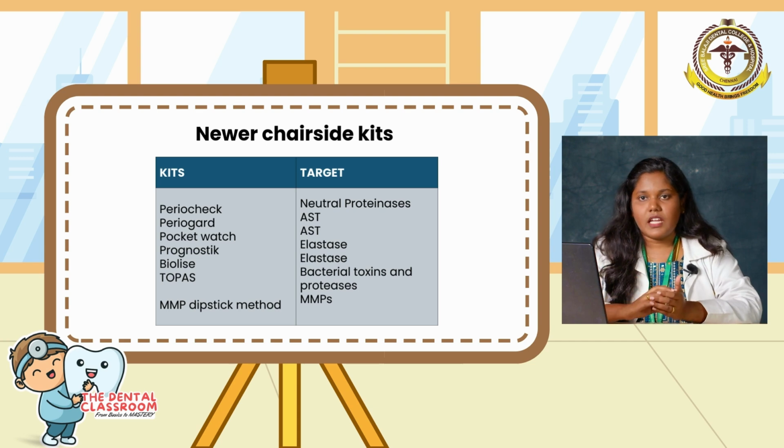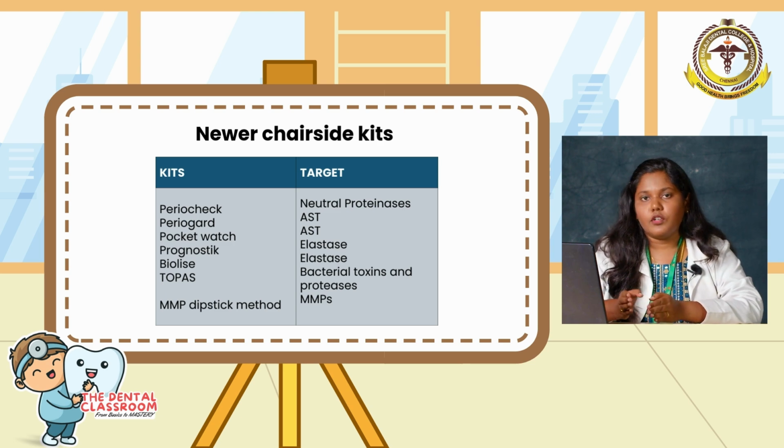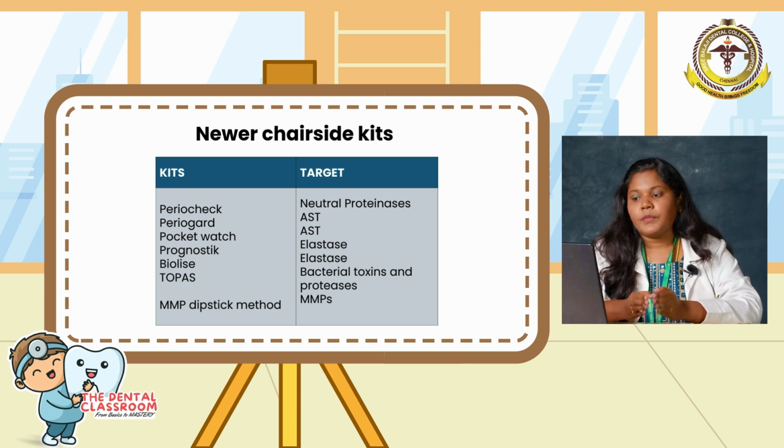These are some of the chairside kits which are available, like the PerioCheck and PerioGuard, which are going to find the amount of aspartate aminotransferase enzyme, the Pocket Watch, which also identifies the amount of aspartate aminotransferase, the Prognostik and BioLyse for identifying the elastase, and the Toposcan for identifying the bacterial toxins and the proteases, and the MMP dipstick method for identifying the MMPs.